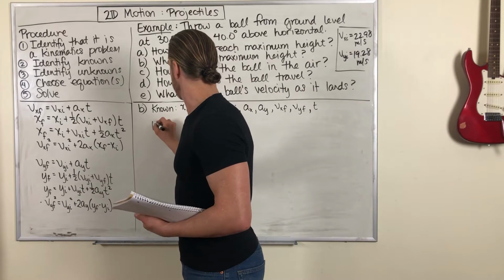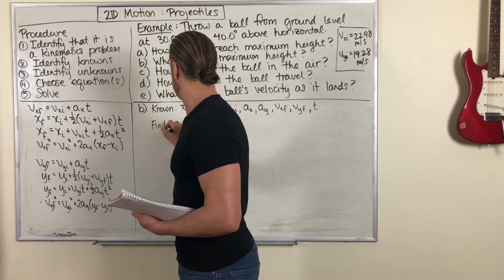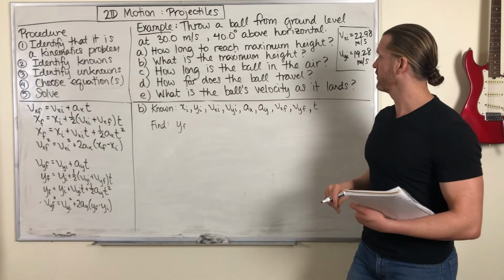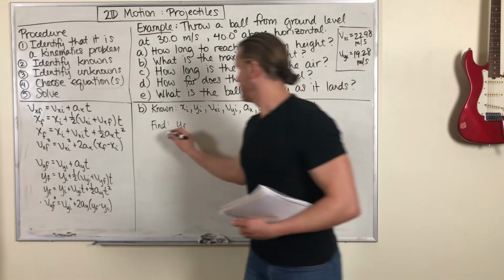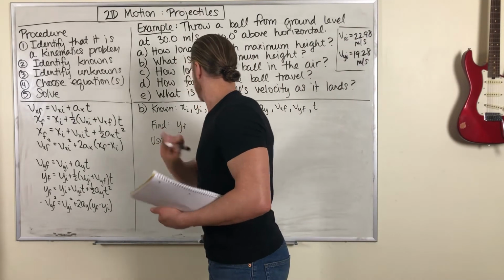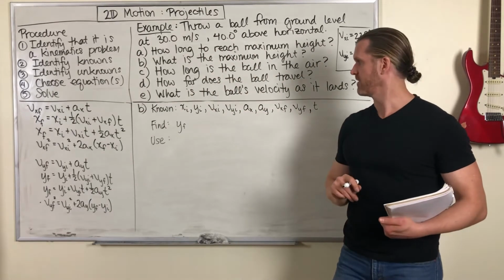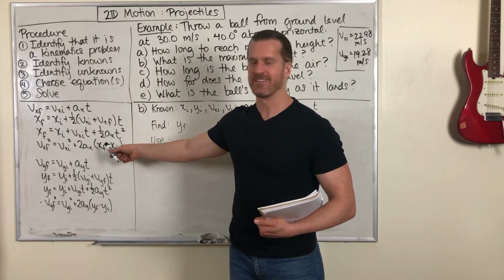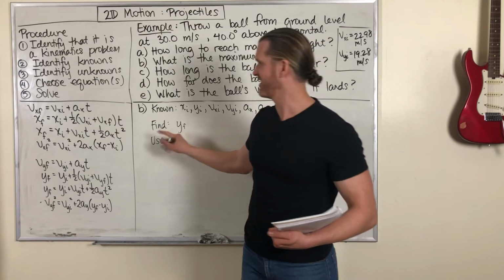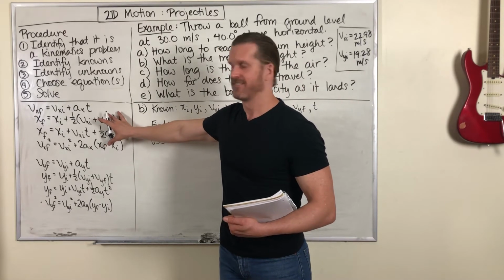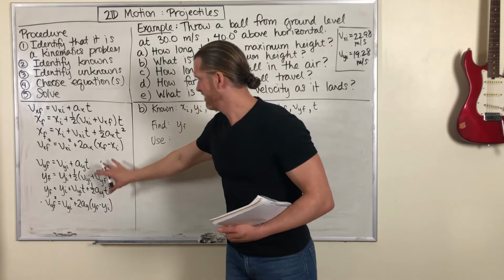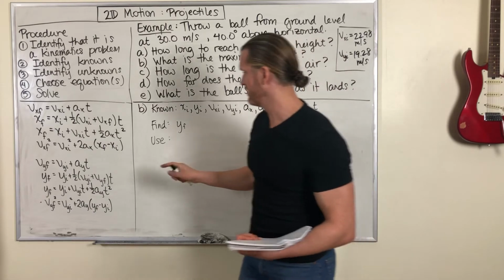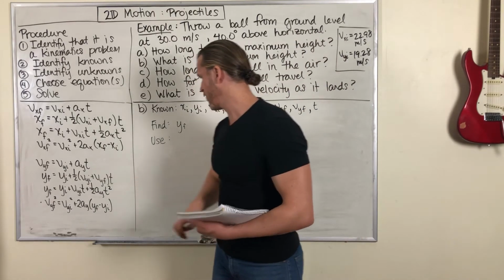What are we looking for? We want the final height at the peak. That will give us the maximum height. So we need to consult the list of equations. Which one should we use? Well, none of the x equations do us any good, because y final is not in any of those. So don't even look at those. Let's go to the y equations. We need a y equation that involves y final, so that could be 2, 3, or 4.